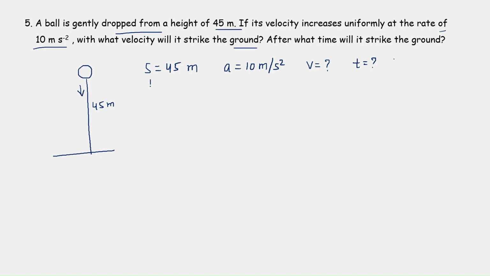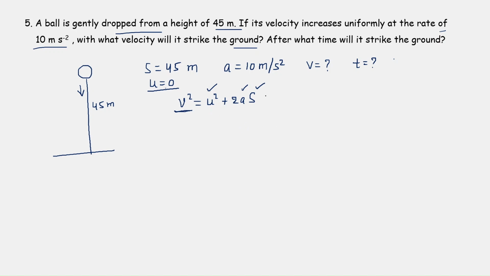It starts from zero velocity because we are dropping it gently, so initially it will be 0 meter per second. Now which formula can we use? They have given a, u, and s, and we have to find the final velocity, so it's better to use the formula v square equals u square plus 2as, because we have the u value, the a value, and the s value also, so we just have to find v. This is the best equation you can choose because displacement is also mentioned. You can't use the first equation here.